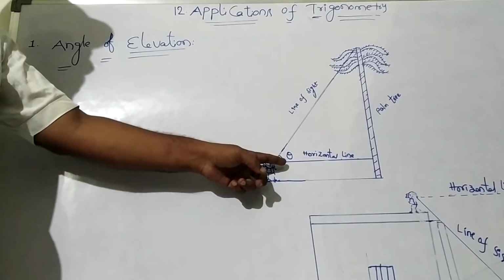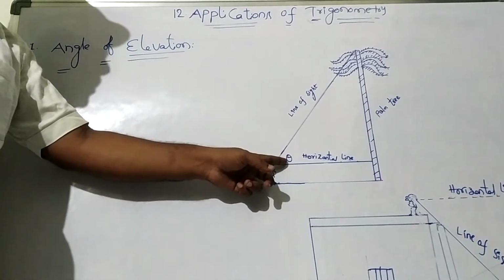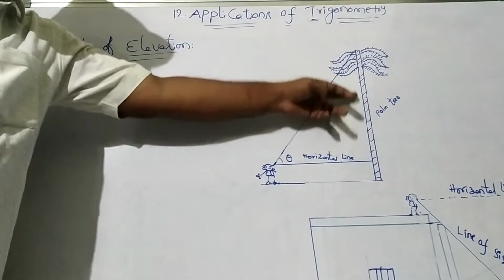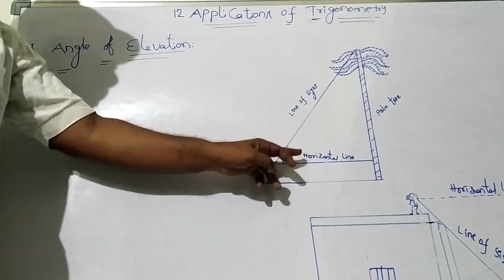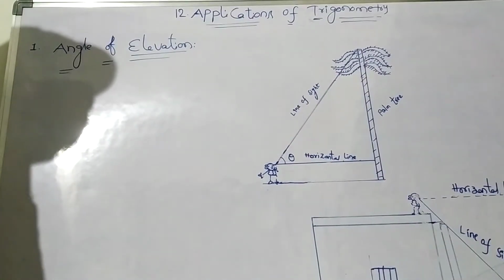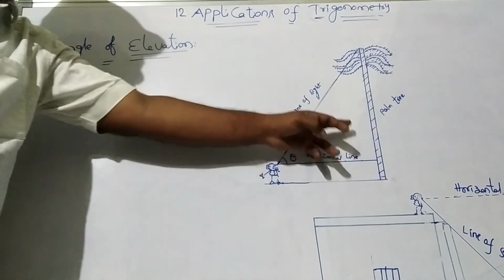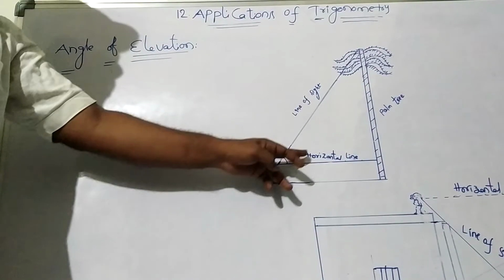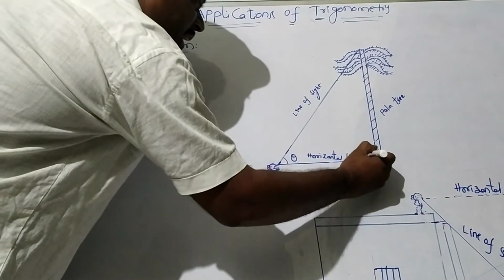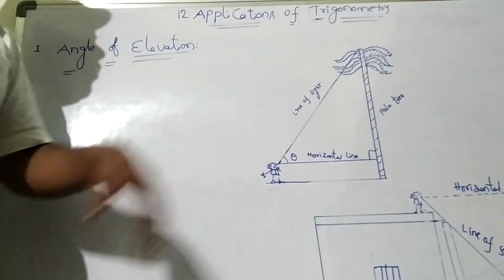So the angle between the line of sight and horizontal line is, suppose, theta degrees. Once observe here, the palm tree, line of sight and horizontal line form one right angle triangle. So this is the right angle. So she wants to find the height of the palm tree.